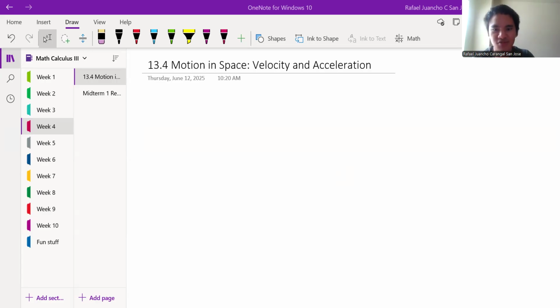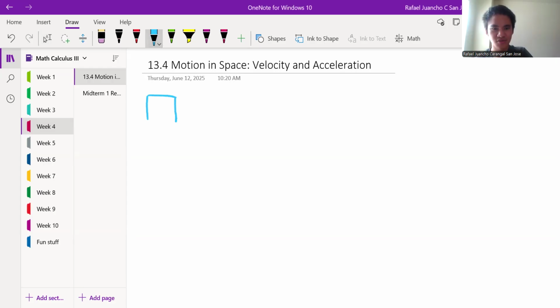In this section, we show how the ideas of tangent and normal vectors and curvature can be used in physics to study the motion of an object, including its velocity and acceleration along a space curve. In particular, we follow in the footsteps of Newton by using these methods to derive Kepler's first law of planetary motion. Okay, so let's just hop right into it.